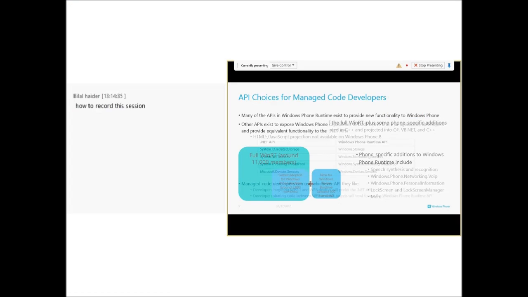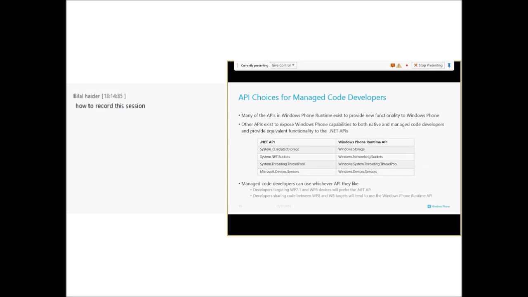So for you as a developer, if you're targeting developing apps just for Windows Phone 8 devices, I would rather go for the normal .NET API. But if you're planning to share code between Windows Phone 8 and Windows 8, then you should use the Windows Phone Runtime API.